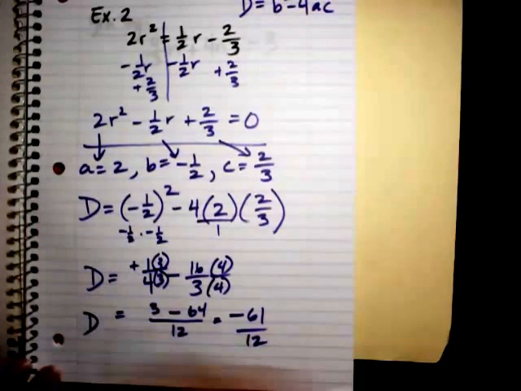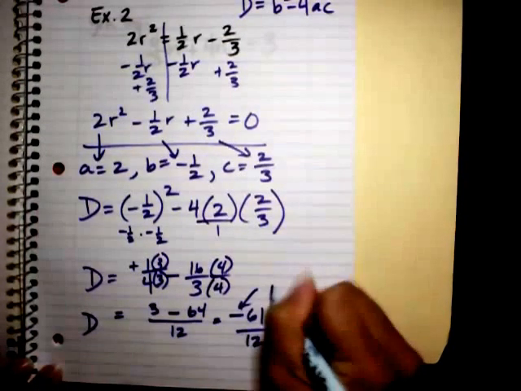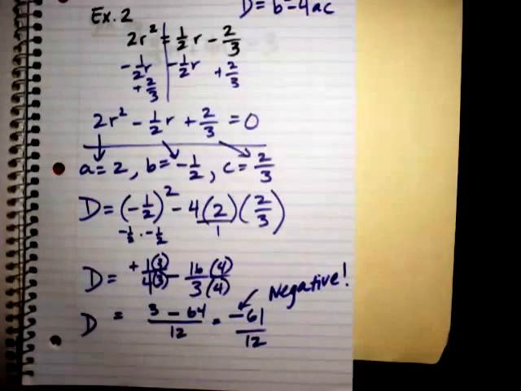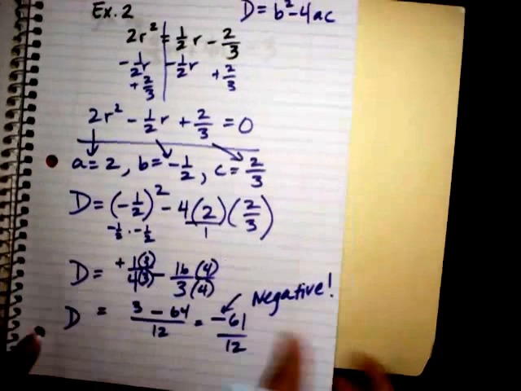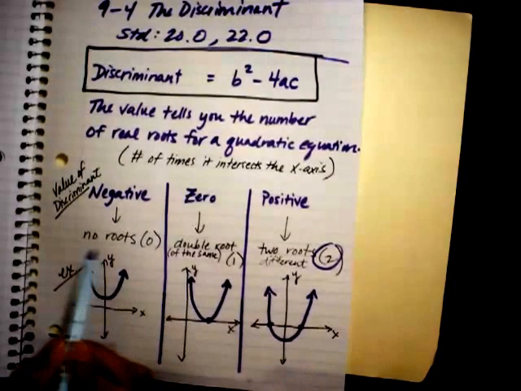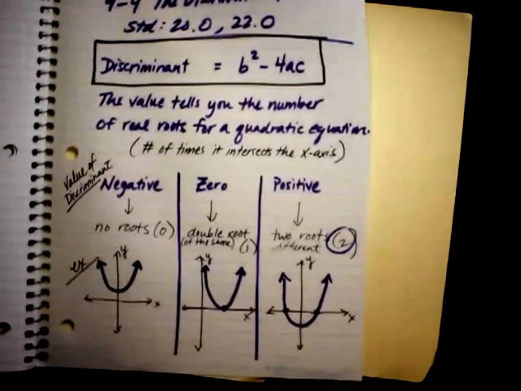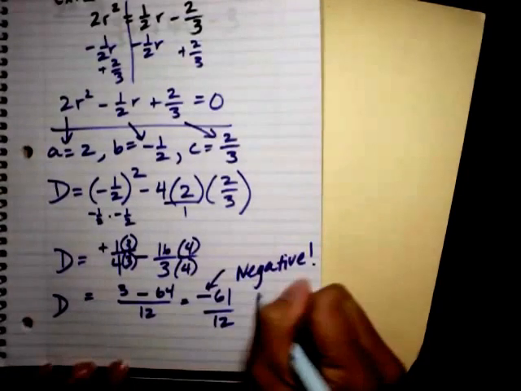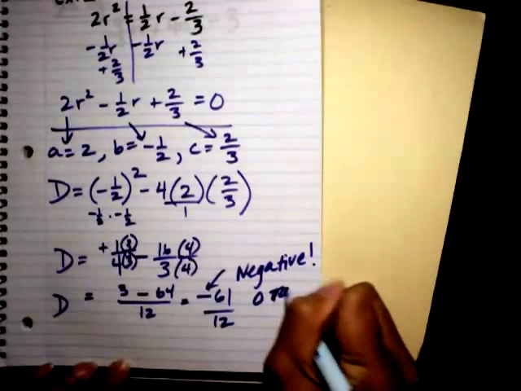Our discriminant is a negative number. It is negative. Okay, when it is negative, go ahead and flip back if you don't remember yet. Negative means there are 0 roots. Okay, so we can go ahead and express that there are 0 roots.